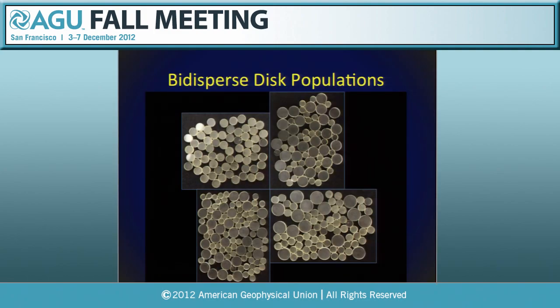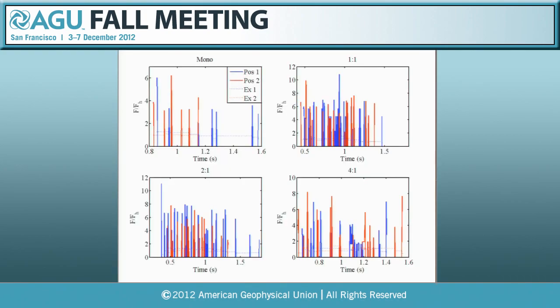The next step was to introduce some complexity into the disk populations. In addition to the monodispersed systems that I've already been discussing, we wanted to look at some different size ratios. So this would be small to large disk ratios of 1 to 1, 2 to 1, and 4 to 1. We generated the same sorts of time series that you've seen before. Here is the monodispersed system, which is pretty much the same thing as before. The ramp inclination here, I think, was 31 degrees, and the other plots will be the 1 to 1, 2 to 1, and 4 to 1 ratios.